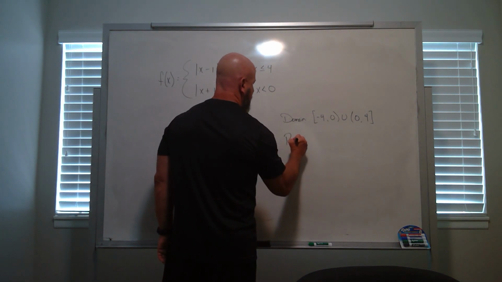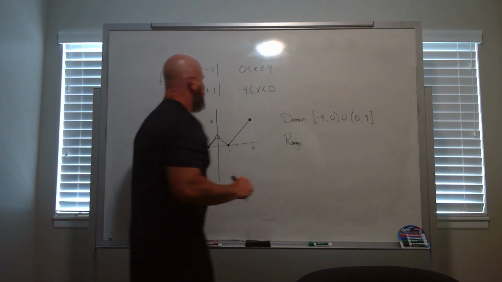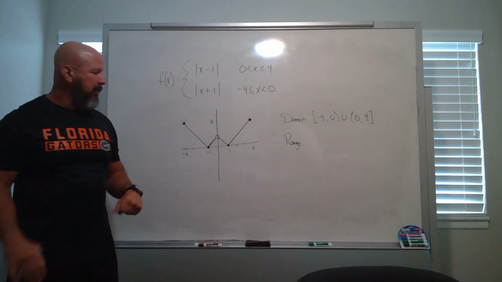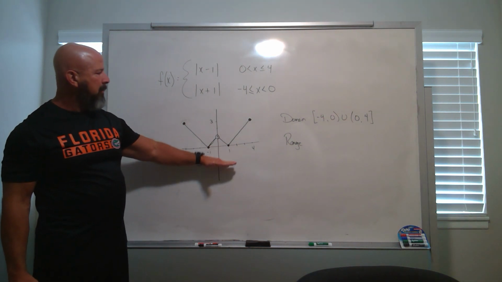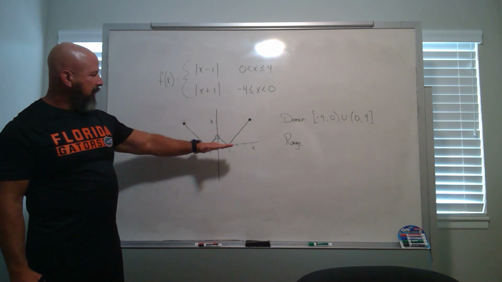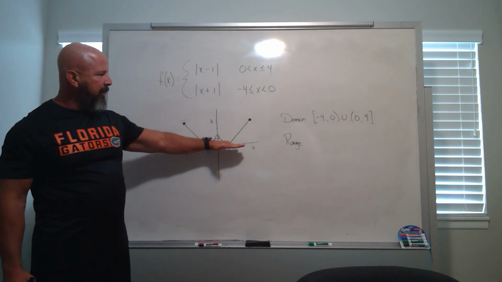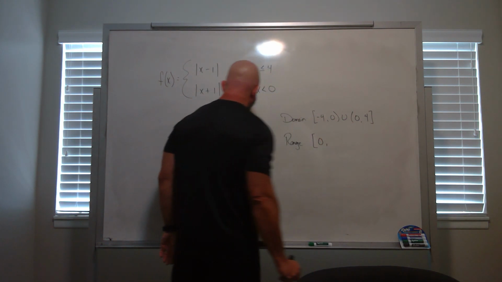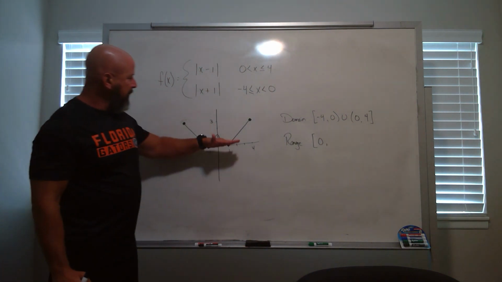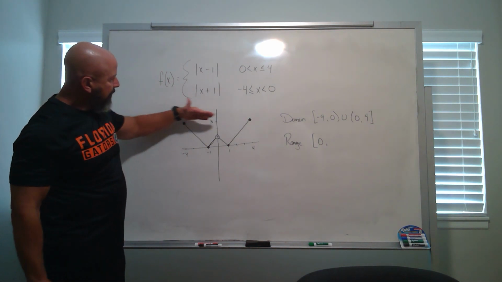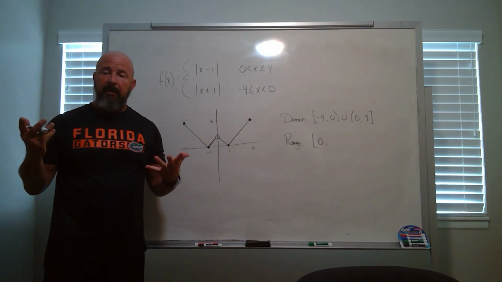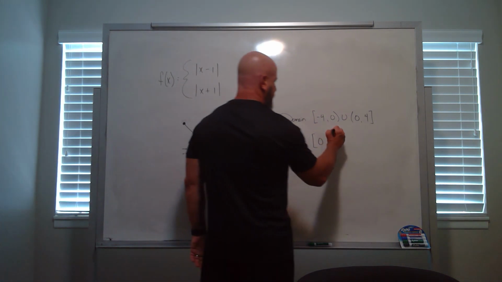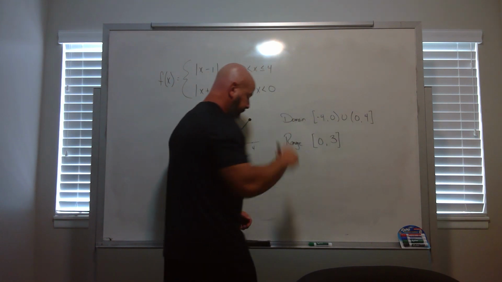Range. Definitely need to look at my graph. Very tough to tell range looking at an original setup, but I can look at the graph. Lowest number to highest number. Well, the lowest y value would be 0 because it comes down to the x-axis. So I'm going to have 0, comma. Highest y value is 3. Both endpoints were at 3. If one was higher than the other, I need to look at the highest one. They happen to be the same. So 3 would be that end for the range, and we're including it.